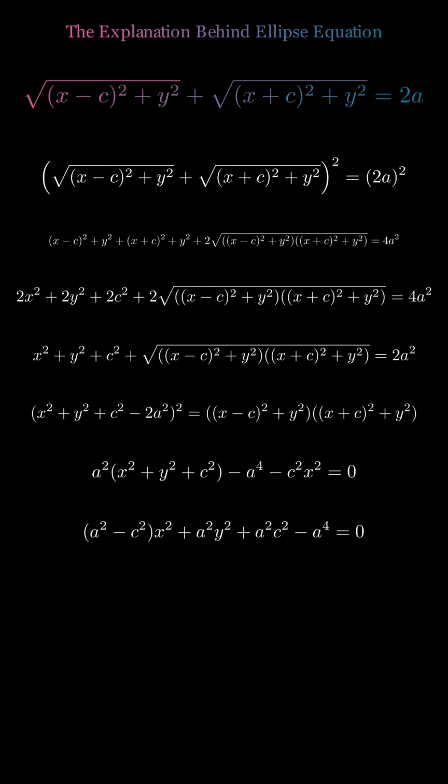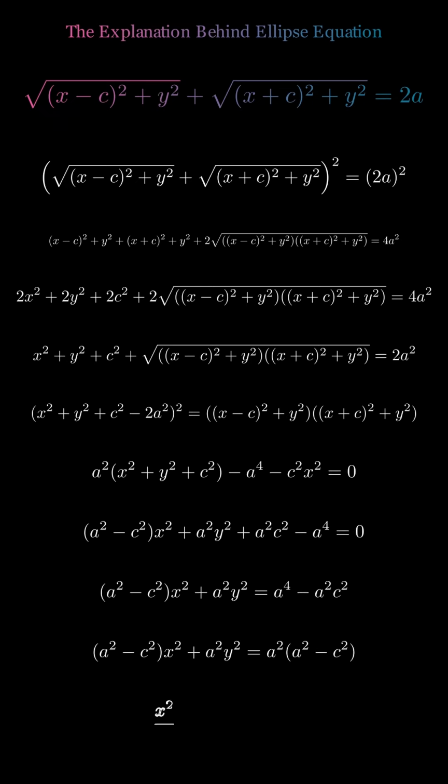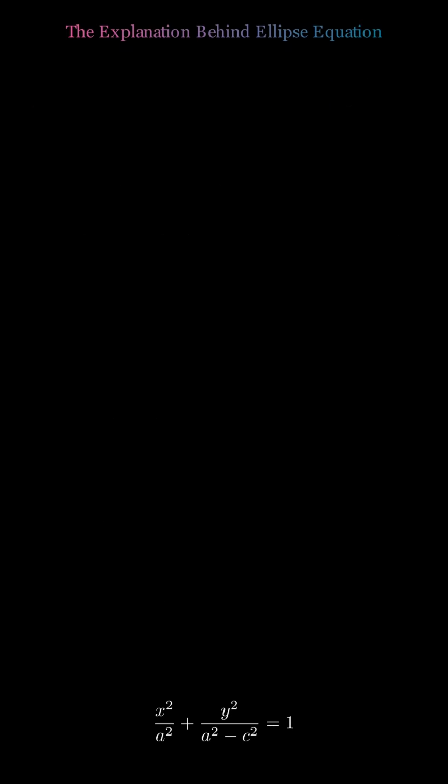After all these steps, we finally reach the canonical form of the ellipse equation. It reads, x squared over a squared plus y squared over a squared minus c squared equals 1.